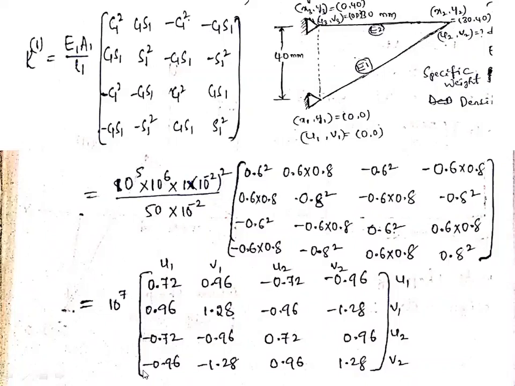After simplification, you'll get 10 power 7 times this 4 by 4 matrix. Once you get the 4 by 4 matrix, the next very important thing is you need to give the row numbers and column numbers, because this will be helpful to simplify the assembling process. How are you going to give the row numbers and column numbers? We are familiar with how to give them and how to form the assembling matrix, but anyhow, let us repeat again.